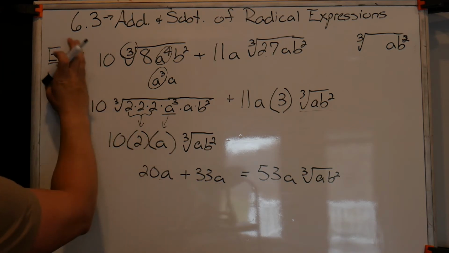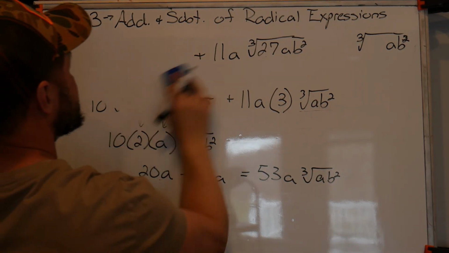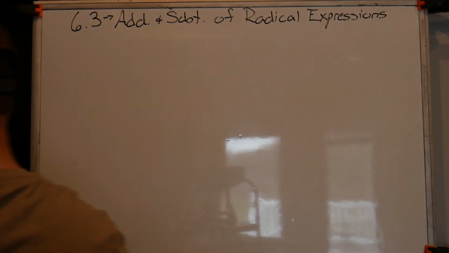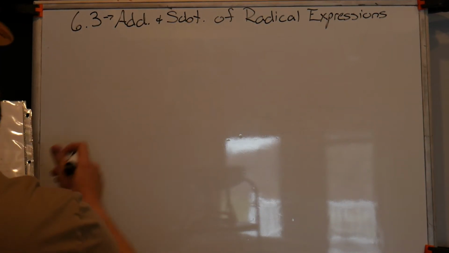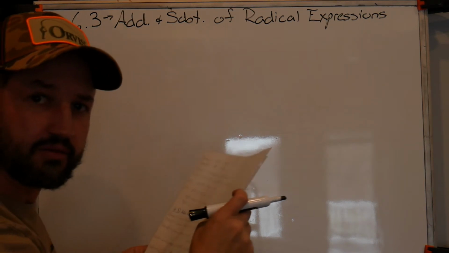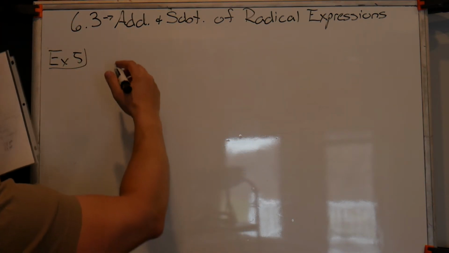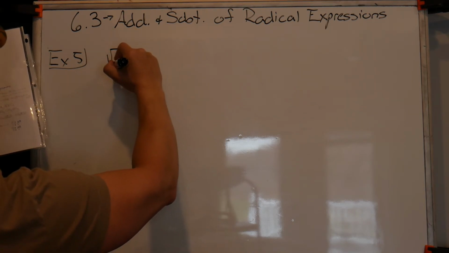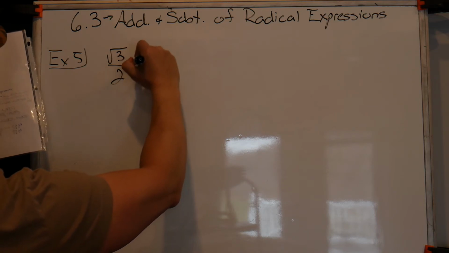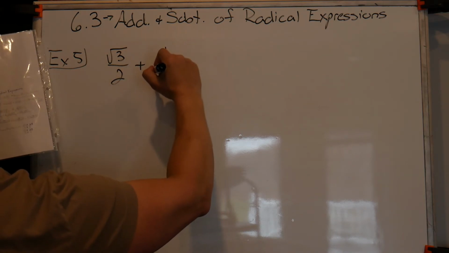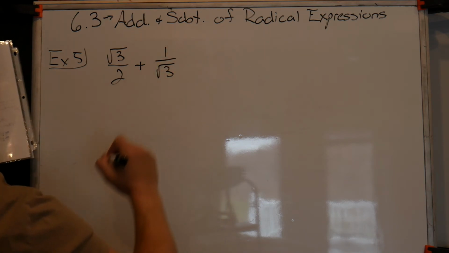So we'll do example 5 because it deals with a fraction. So we have an extra couple steps involved. I won't rush it. We're going to run over the 15-minute frame for YouTube, but we'll make it work. It'll just take a little longer to load it. All right. Square root of 3 over 2 plus 1 over the square root of 3.